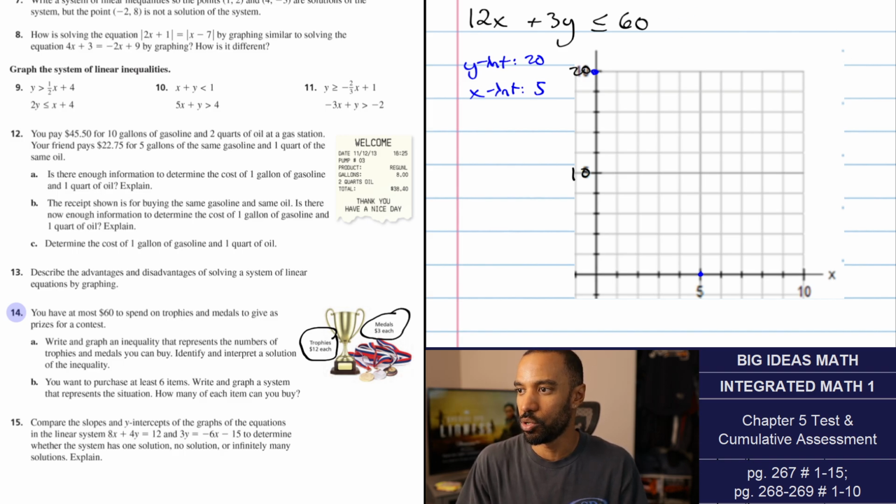So less than or equal to, the shading will be underneath. And I'm going to be in the first quadrant only. You can't buy negative metals, anything like that. So my shading is just within this range right here. I can buy 0 metals. I just can't purchase negative amounts of them.